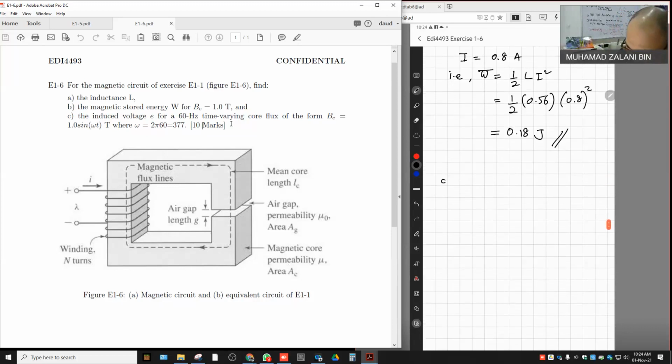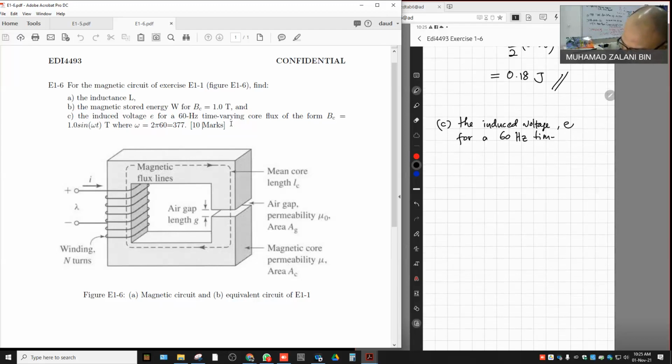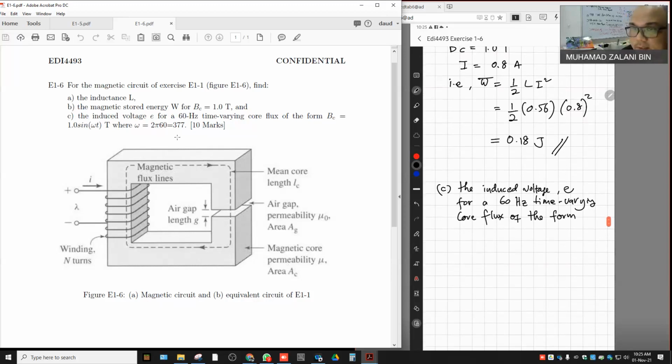C. What is the question of C? The induced voltage E for a 60 Hz system, time varying core flux of the form. Before this, we considered the flux BC as constant, not time varying. But for the case of C, BC is now time varying.